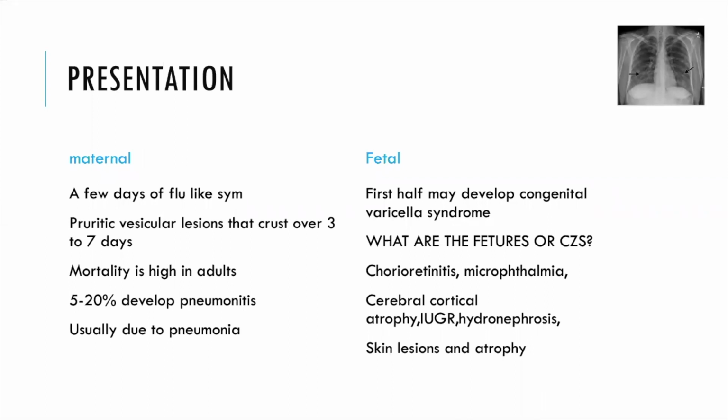Mortality is high in adults. 5 to 20% develop pneumonitis. And death here is usually due to pneumonia.